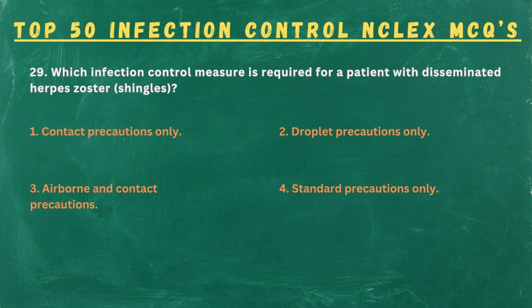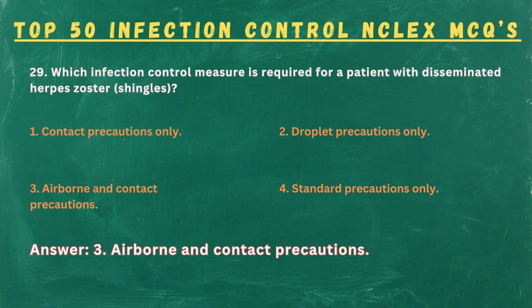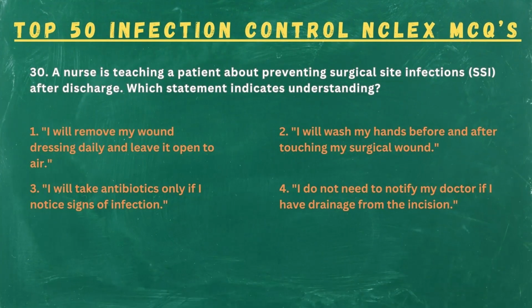29. Which infection control measure is required for a patient with disseminated herpes zoster, shingles? 1. Contact precautions only. 2. Droplet precautions only. 3. Airborne and contact precautions. 4. Standard precautions only. Answer: 3. Airborne and contact precautions.